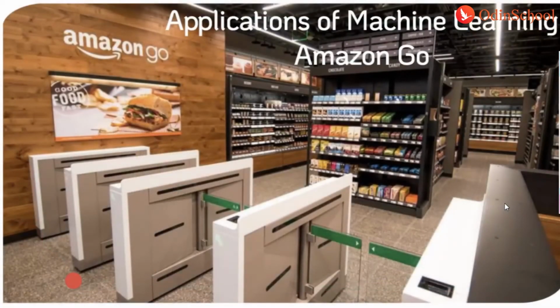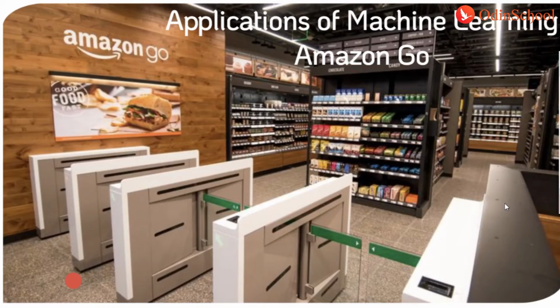So, one more example which I can talk about is Amazon Go. Amazon Go hasn't opened in India, but in the US there are Amazon stores where there are boom barriers. You just walk into the store, and based on the different products which are on display, you pick any product you feel like, place it in your cart, and just walk out of the store. You do not have to do anything.